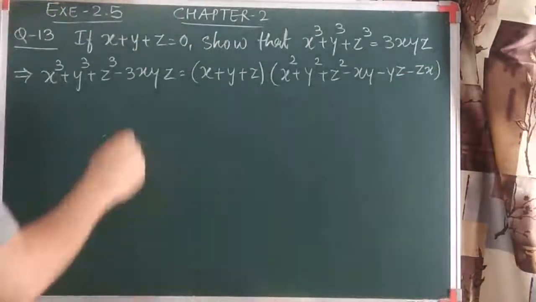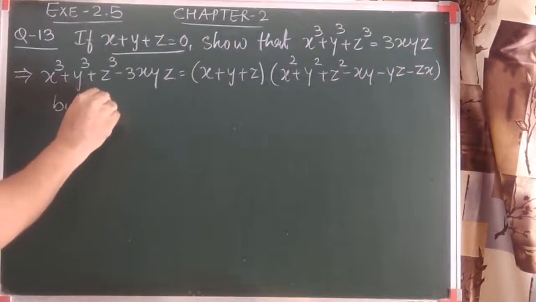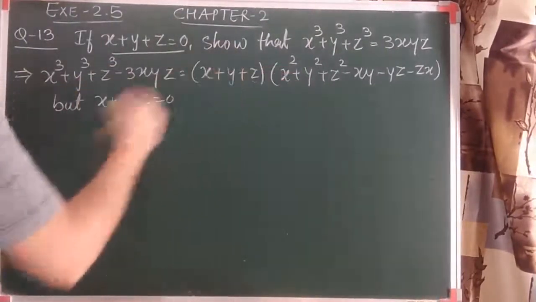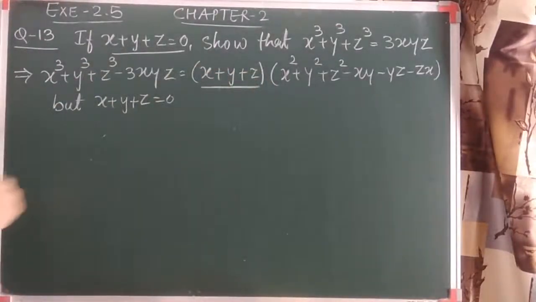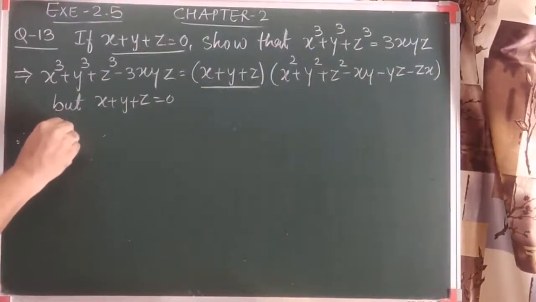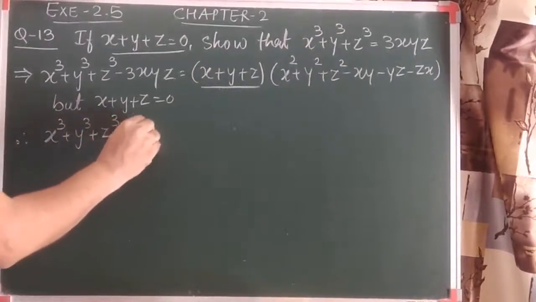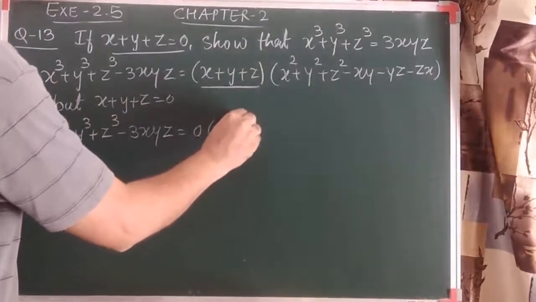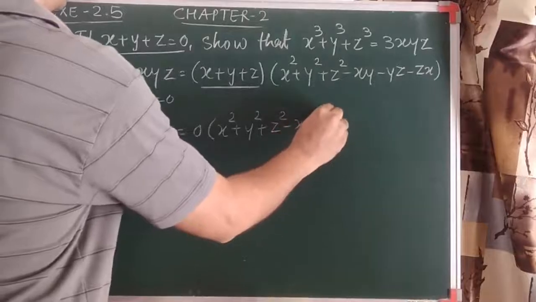Now here they have given one condition: x plus y plus z is 0. So you can see that in both the left hand side and right hand side terms, x plus y plus z is there. So let us substitute 0 for that term. The rest of the terms we keep as they are: x cube plus y cube plus z cube minus 3xyz. This value is 0. Now it is x square plus y square plus z square minus xy minus yz minus zx.